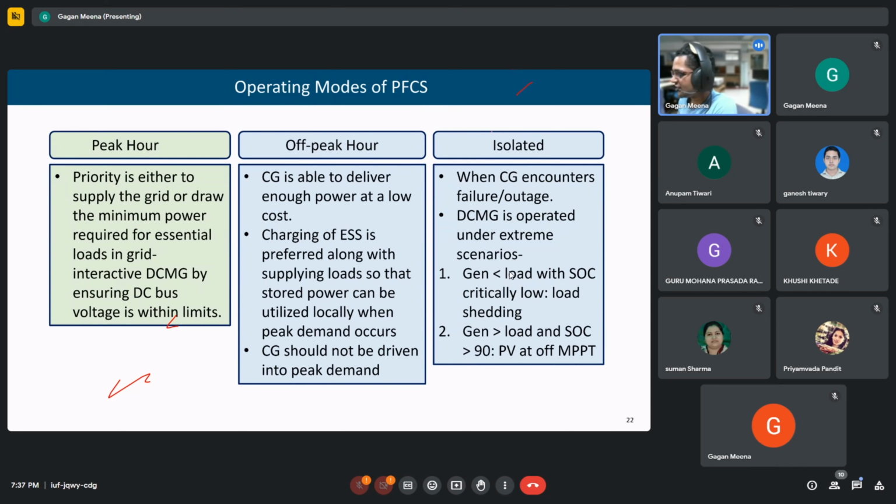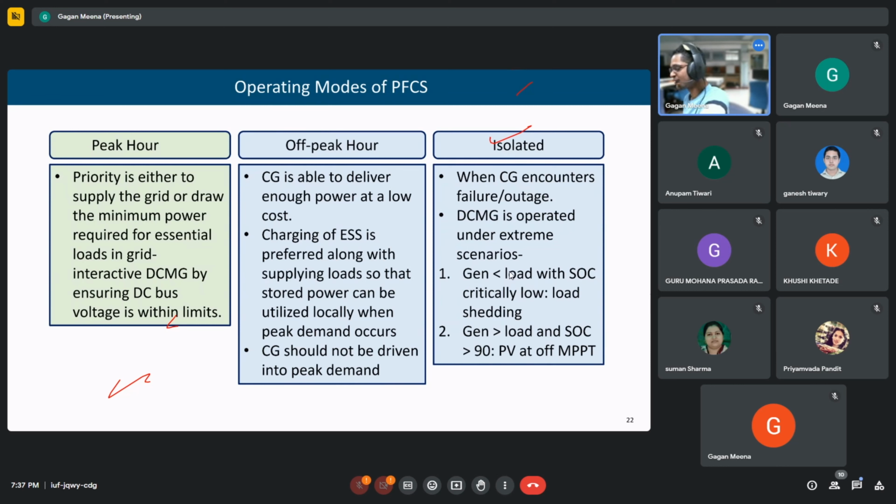Then the last one is isolated. In isolated mode, when the conventional grid encounters any failure or outage, the microgrid will be isolated. So the microgrid is operated under extreme scenarios. In the first case, if generation is less than load and SOC is also critically low, then there will be load shedding, right? Because the load is more and the battery is also not that much charged. So we can only supply the essential load.